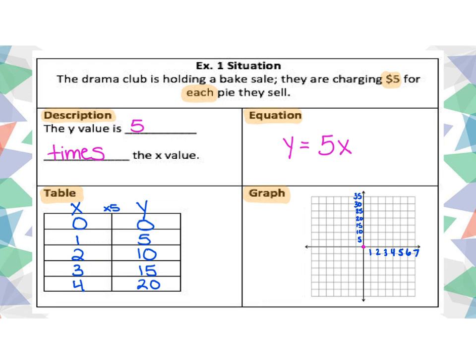My first point is at 0, 0. My second point is at 1, 5. My third point is at 2, 10. My fourth point is at 3, 15. And my fifth point is at 4, 20. Next, I can connect all of my points together on the graph. And we have created our 4 corners for this situation.